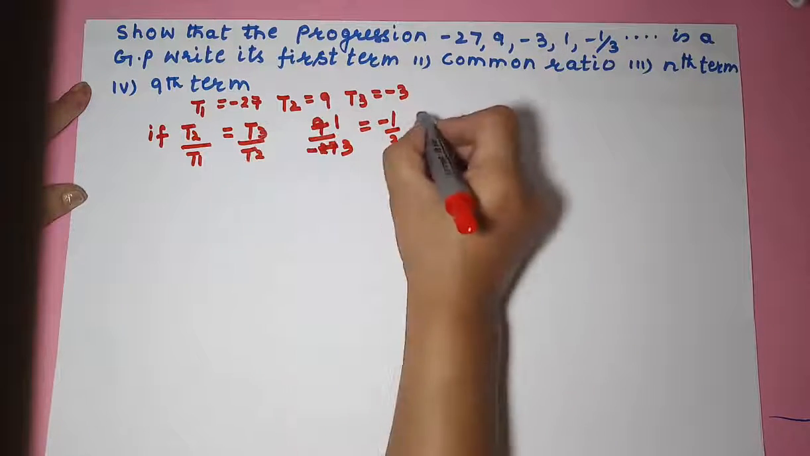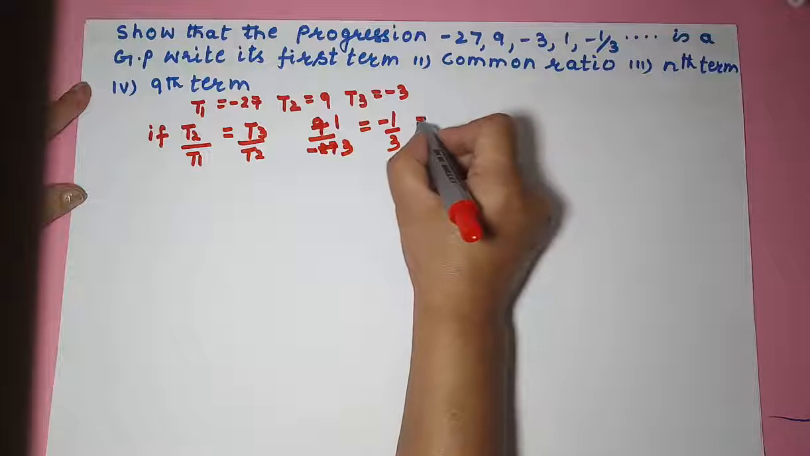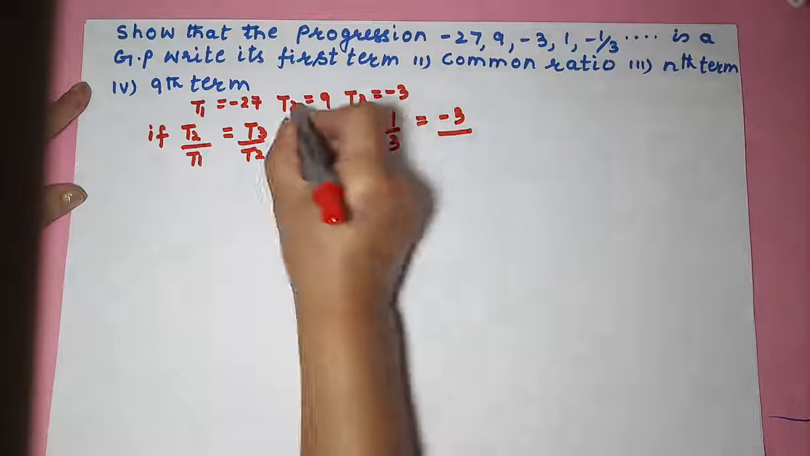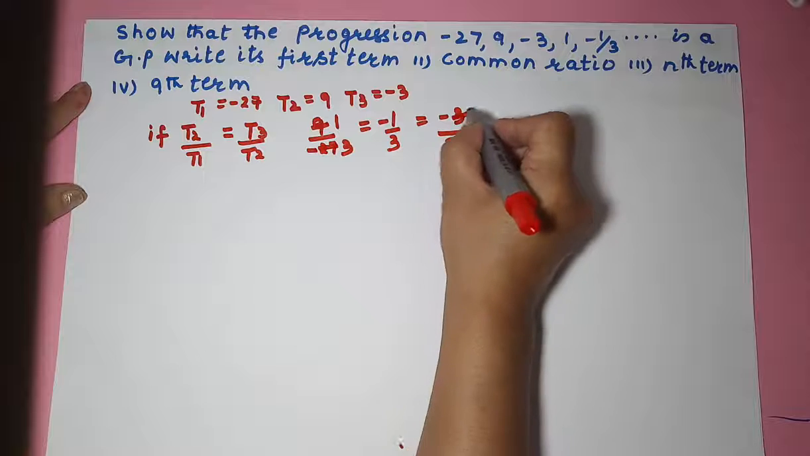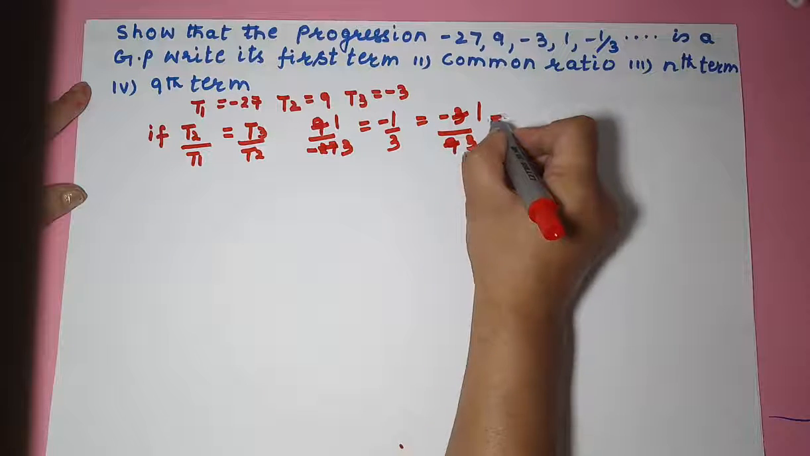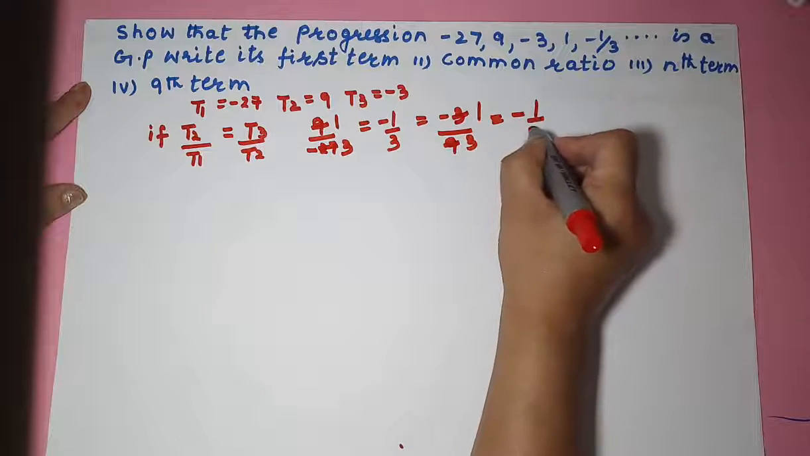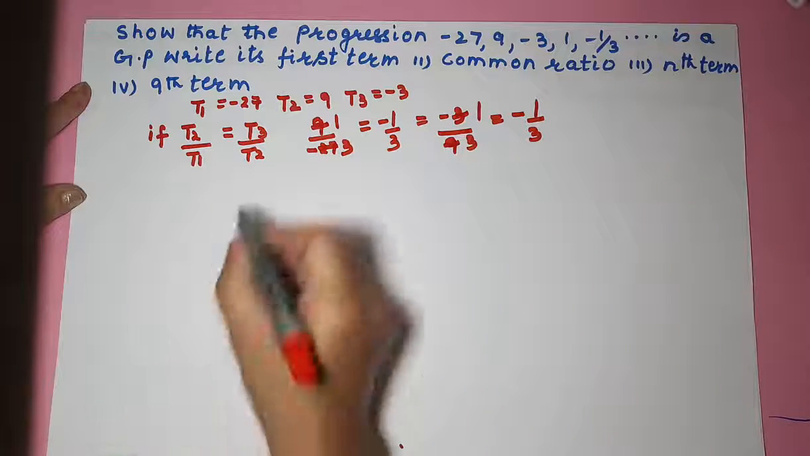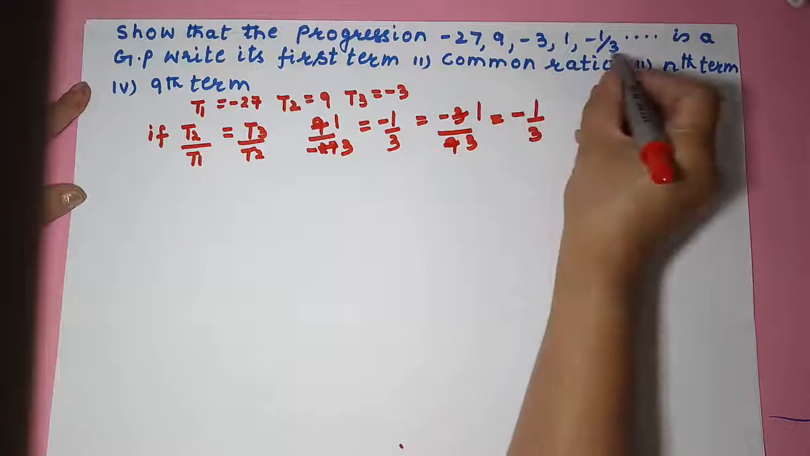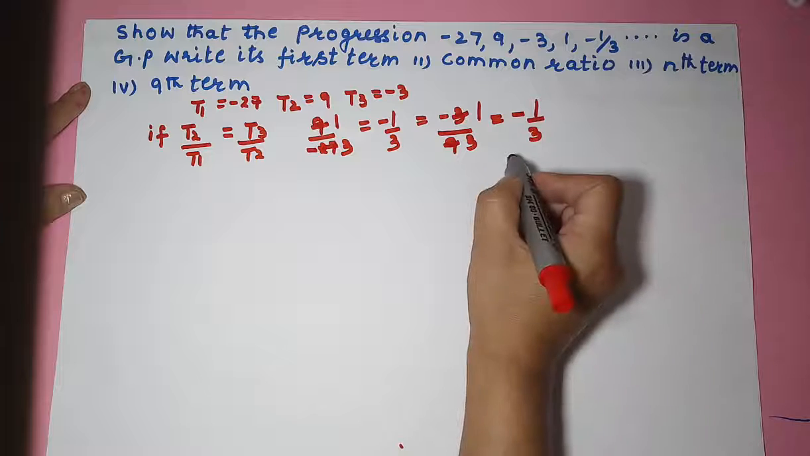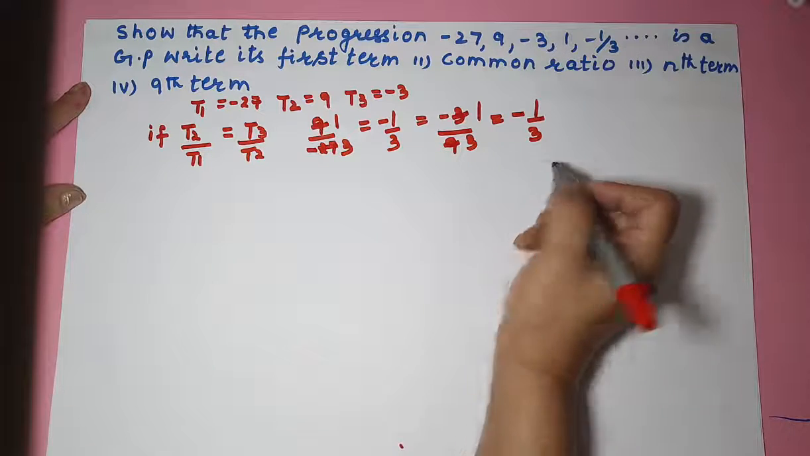Let me check this. What is T3? T3 is minus 3. And what is T2? T2 is 9. 3 ones are 3, threes are 9. So this also I got minus 1 by 3. So there is a constant ratio between these terms. So the series is in GP, confirmed.